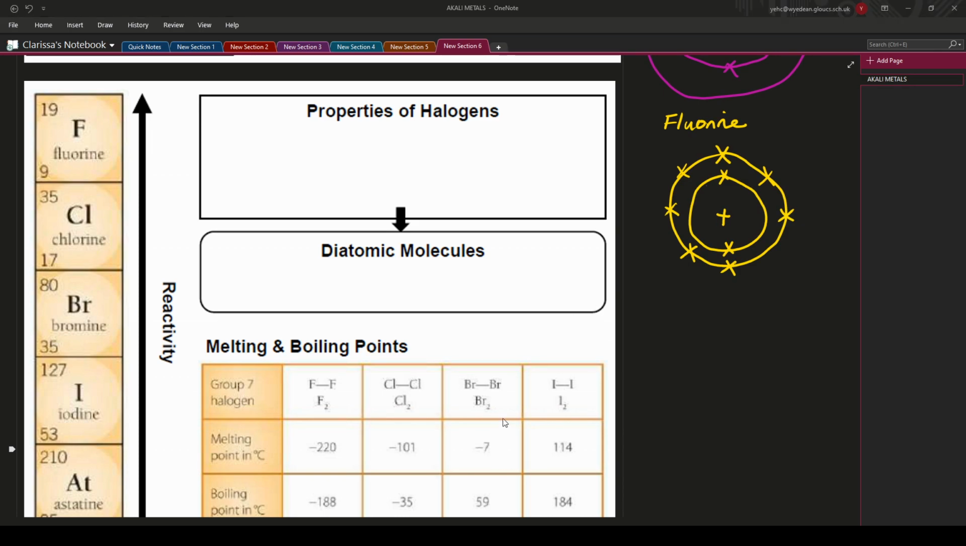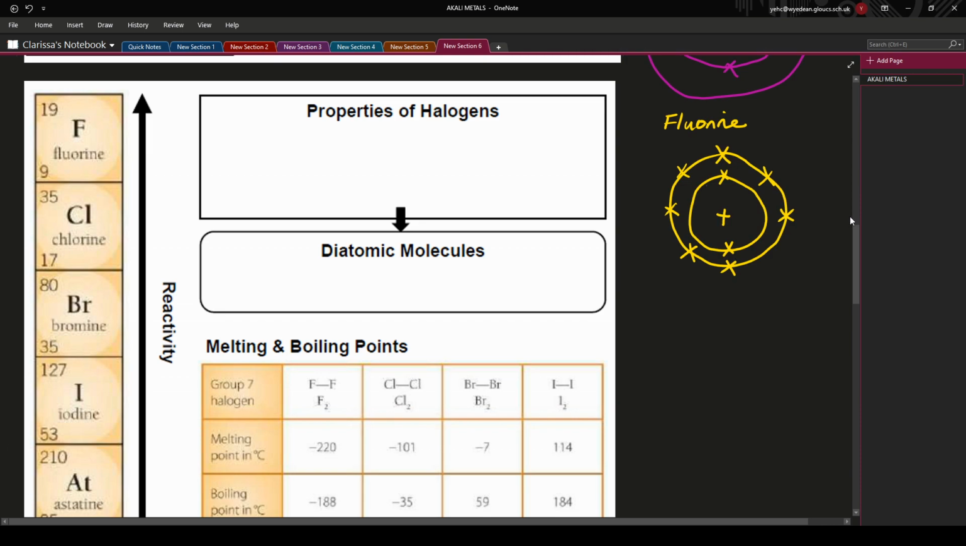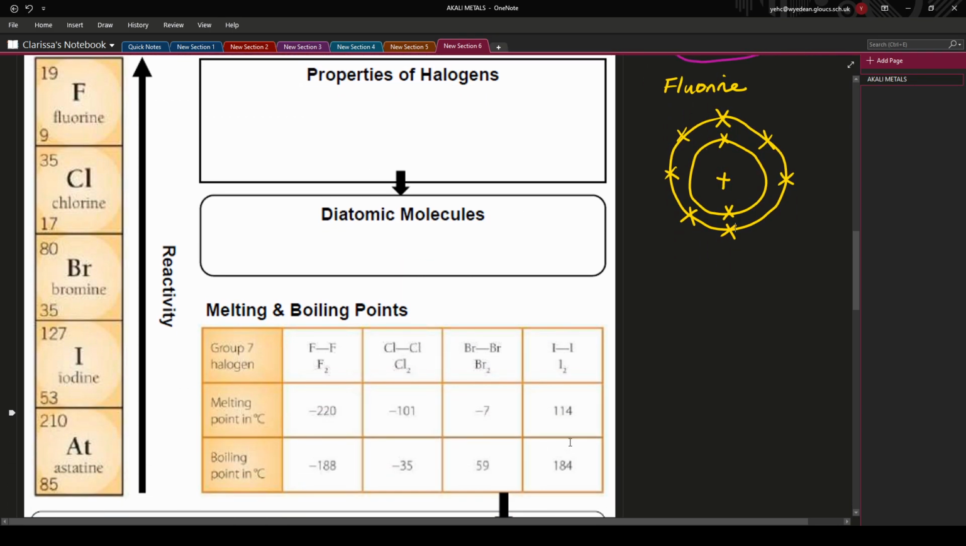Okay, let's start back up. Right, so key thing is alkali metals, very reactive, especially when it comes to water. Alright, so now we're on to the halogens. And halogens are on the periodic table, the second to last group, group 7. Those are the halogens.